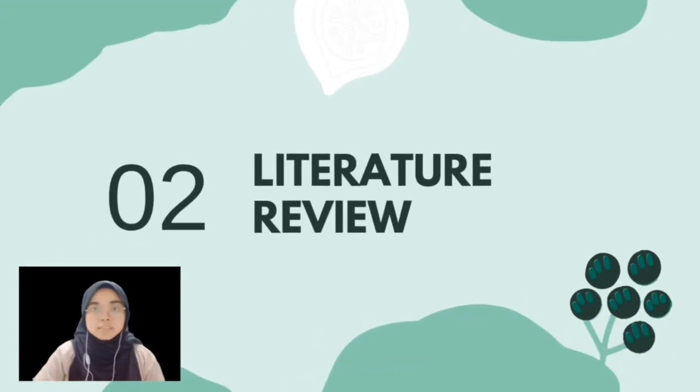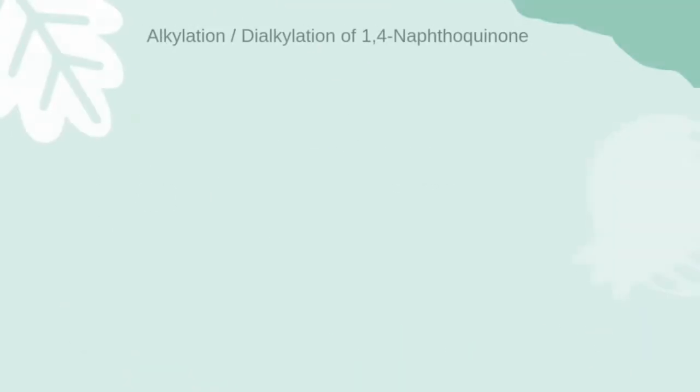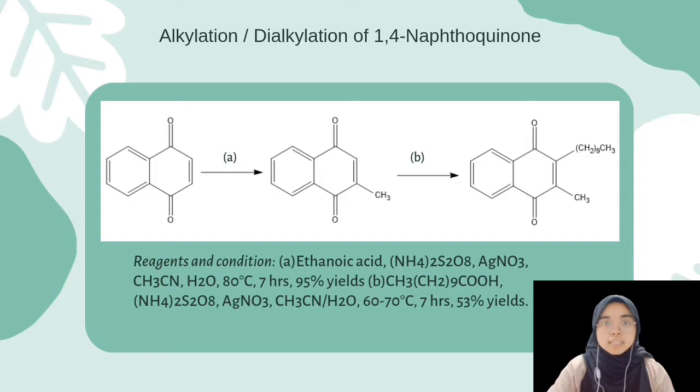Next section is the literature review. In this section, I will explain about the studies I have done in some research papers. The first one is the research about alkylation or dialkylation of 1,4-naphthoquinone. The reaction occurs from a naphthoquinone compound that underwent reaction A, as shown in the slide, which is radical Hunsdiecker-type oxidative decarboxylation or oxymethyl addition in the presence of ethanoic acid, (NH4)2S2O8, silver nitrate, CH3CN, and water at a temperature of 80 degrees Celsius for 7 hours. The product becomes alkyl naphthoquinone with 95% yield.